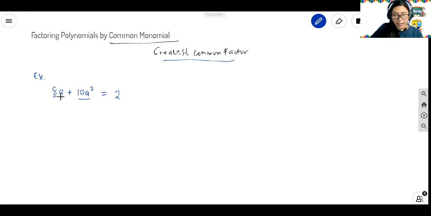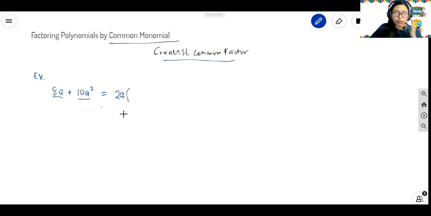And I have here the variable a, and then a squared. The GCF there is simply a. So both of the terms can be divided by a. Therefore, the greatest common factor of 8a plus 10a squared is 2a. Now, 2a is the first factor. What about the second factor?